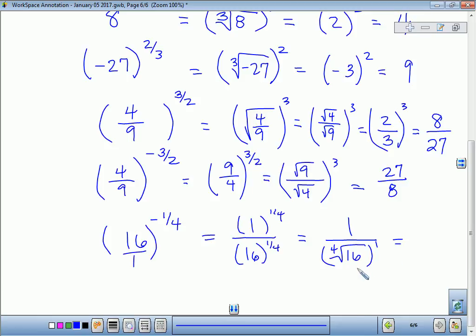All right, 4th root of 16. What can we multiply times itself 4 times and get 16? 2. So it simplifies to 1/2.